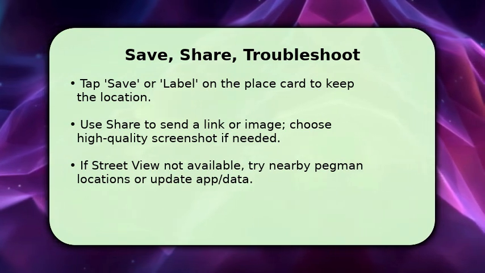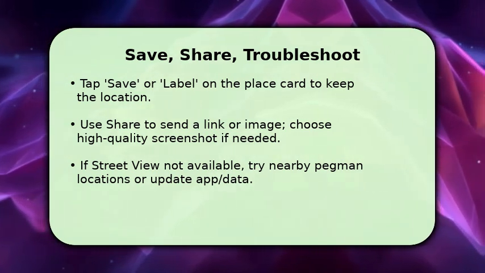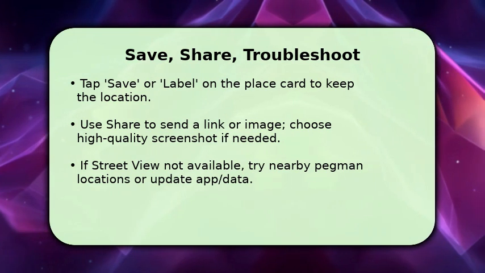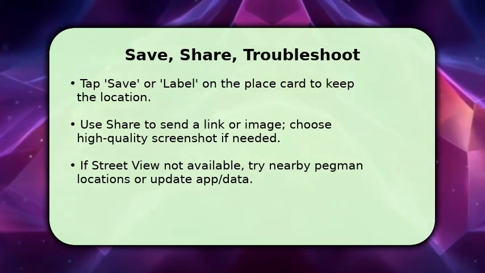If Street View imagery isn't available, move the pin slightly or look for the yellow pegman on the map. Sometimes nearby imagery exists. If nothing loads, make sure the app is updated and your internet connection is stable.